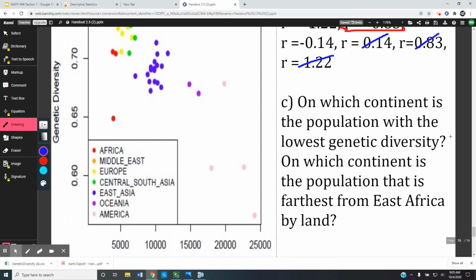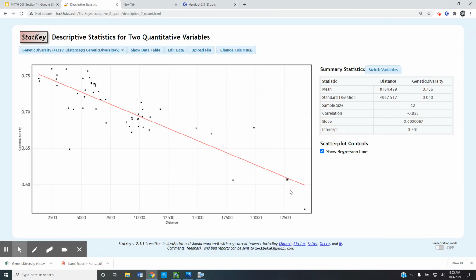On which continent is the population with the lowest genetic diversity? On which continent is the population furthest from that? Well, there's two ways for you to get those answers. One, you can go in here, here's this one here. So you kind of got to hover over this, and you got to look at this number. So when it has an X value of 24198, that's my highest. The one over here with the highest appears to be this one at 2465.